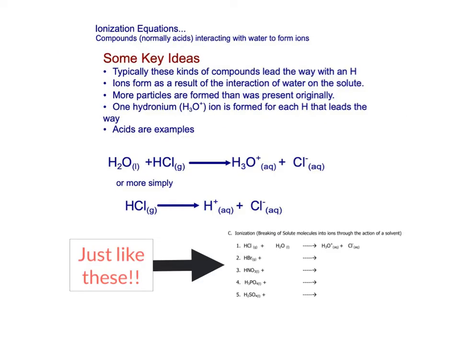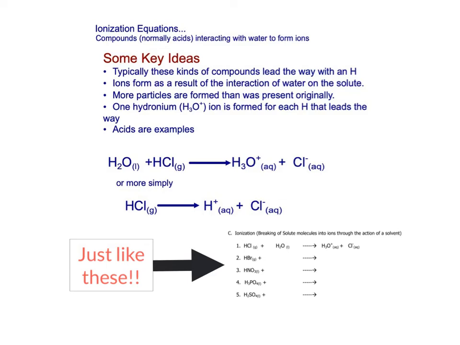So again, acids typically start with an H, and we're going to get ions forming as a result. And again, this is another example where we end up with more particles formed than there were originally, because that HCl is really splitting apart. So we might write it like this, where we're adding the water to the HCl, and we get that hydronium ion and Cl.